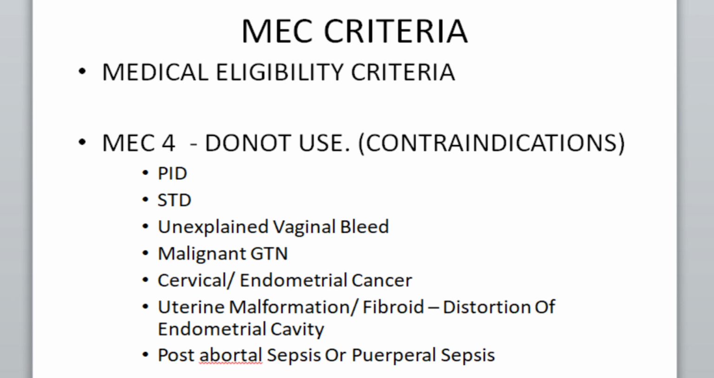The absolute contraindication, that is MEC 4, where we do not use the method, is in cases of an active infection, PID, STDs, or just a 3-month history of these. Also, the contraindications include unexplained vaginal bleeding, malignant gestational trophoblastic neoplasia, any cervical or endometrial cancer, uterine malformation, either congenital or by a fibroid that distorts the endometrial cavity, or post-abortal sepsis or puerperal sepsis. These are the absolute contraindications.